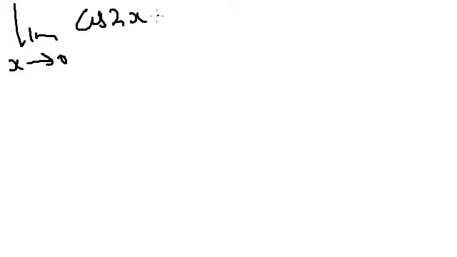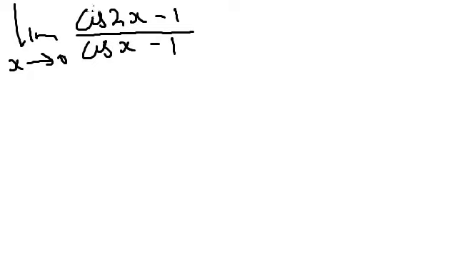So consider the limit as x approaches 0 of cos 2x minus 1 all divided by cos x minus 1. So pause the video and figure this out yourself. Then, after getting the solution, unpause it to see if you got it right.